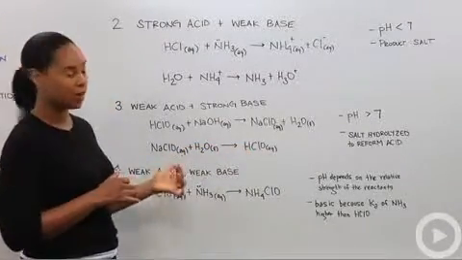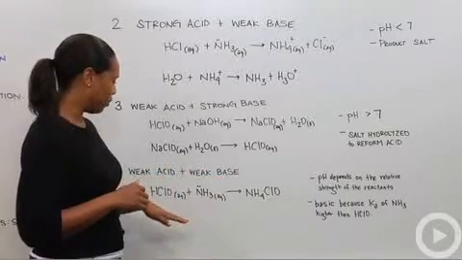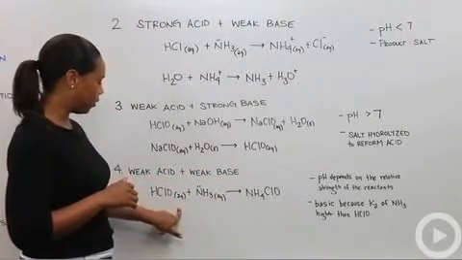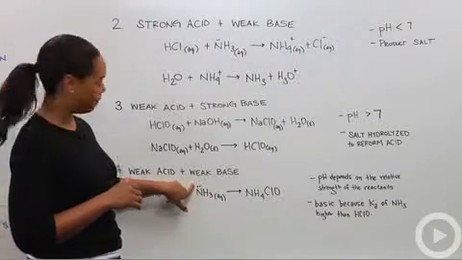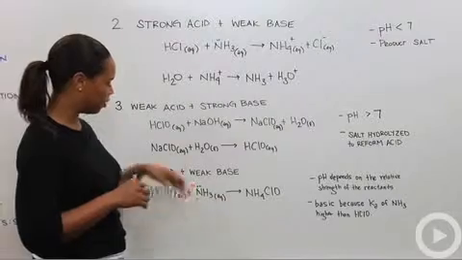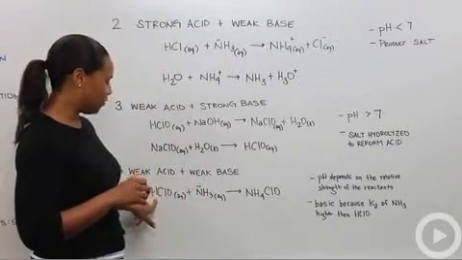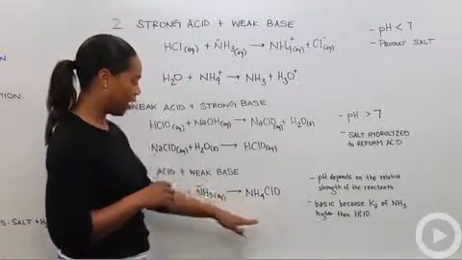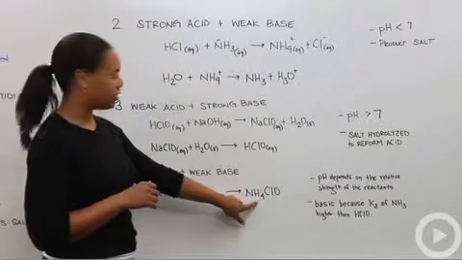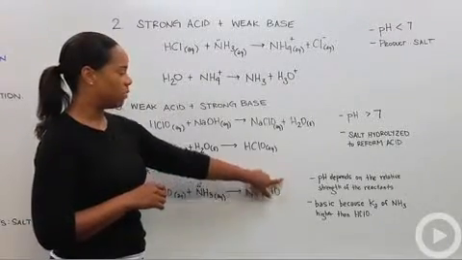Okay, and then the last scenario is when you have a weak acid and a weak base. So in this case, I have again hypochlorous acid plus ammonia. I showed the lone unpaired electrons here to remind us that it's acting as a weak base. And so this can remove the proton from the hypochlorous acid to form this ammonium hypochlorite product. And I didn't write it in its ionic species, but this would be NH4 plus 1 and ClO minus 1.